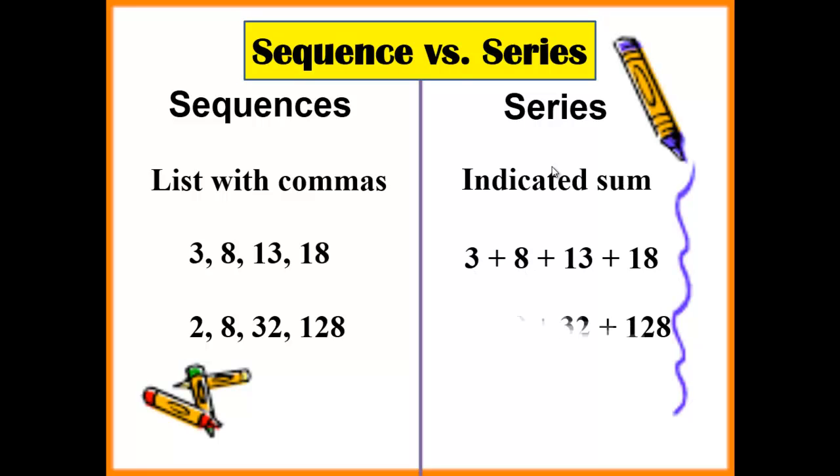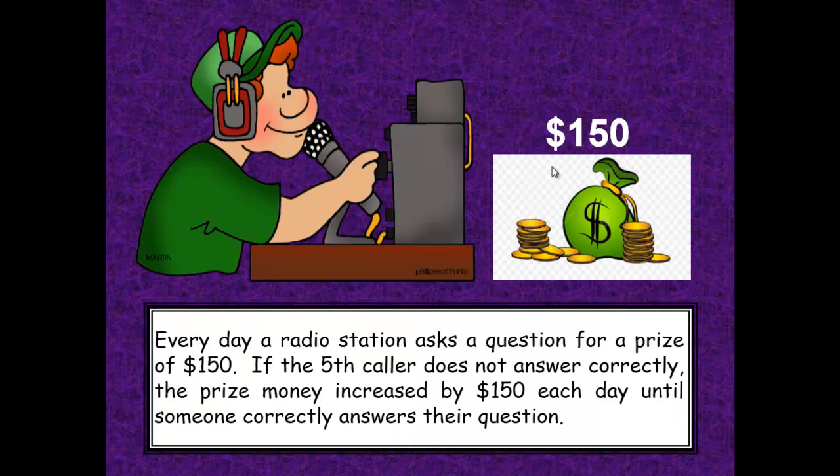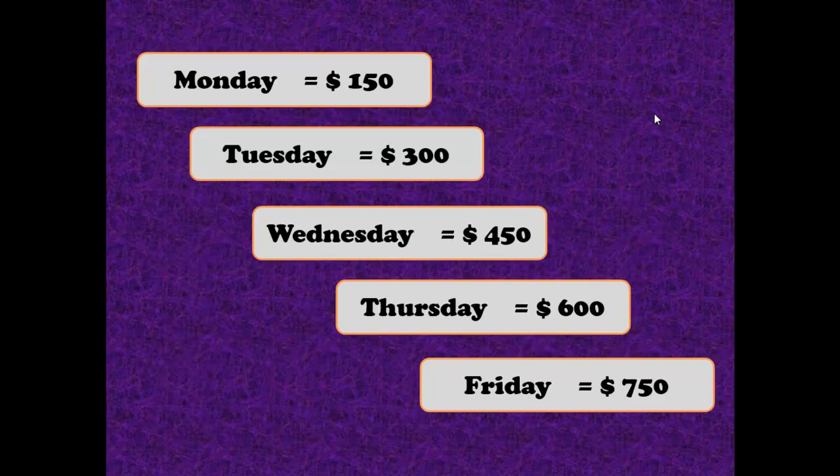Now, let's check the problem. Every day a radio station asks a question for a prize of $150. If the fifth caller does not answer correctly, the prize money increases by $150 each day until someone correctly answers their question. From this problem, make a list of the prize amount for a week, Monday until Friday. If the contest starts on Monday and no one answers correctly all week, this is a list of the prize amounts. This prize amount forms a sequence.